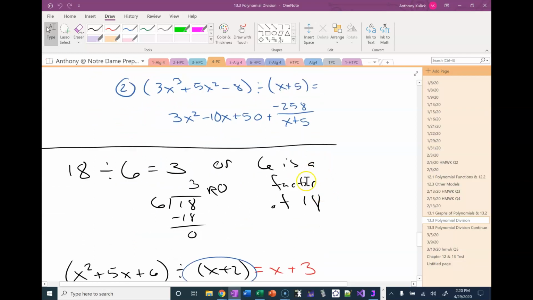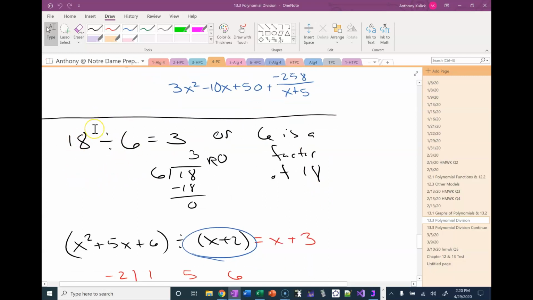So there's a special definition here. You remember when we looked at division with regular old whole numbers. Say we have 18 divided by 6. That gives us 3, right? Because I know that if I do 18 divided by 6, I get 3 with remainder 0. What that tells me is that 6 is a factor of 18. So we're going to use that interpretation now with polynomial divisions. The key here is that we're getting a remainder 0.